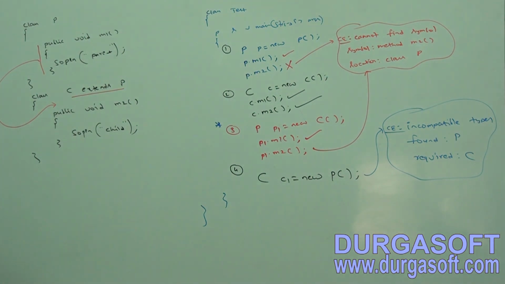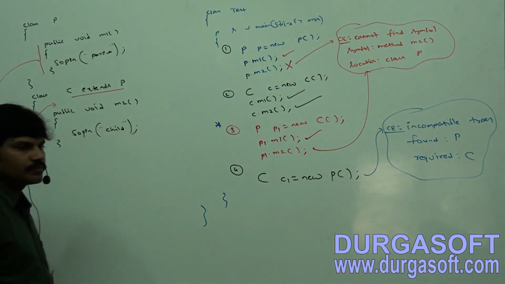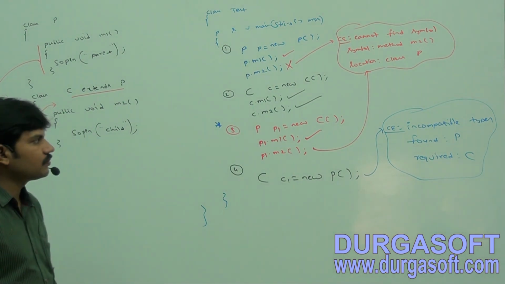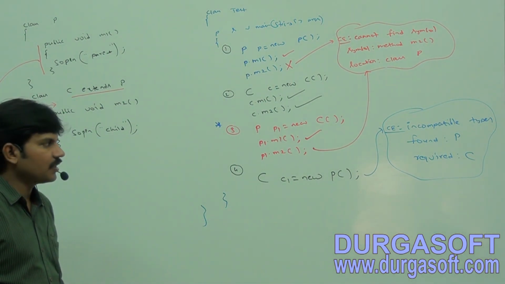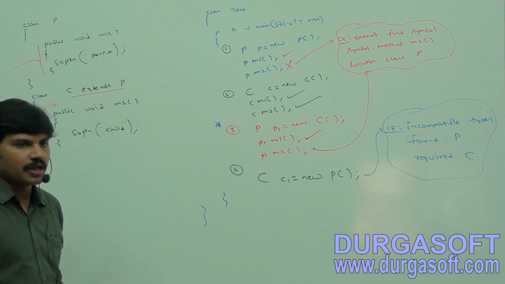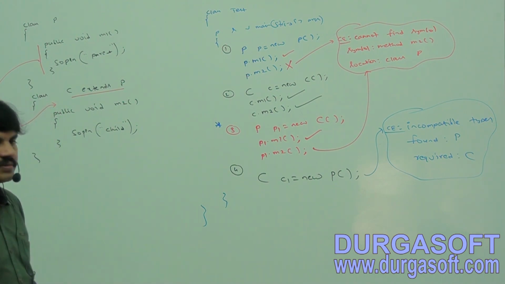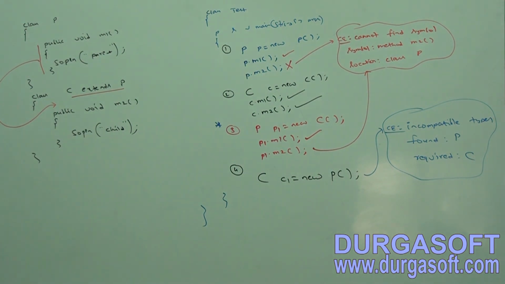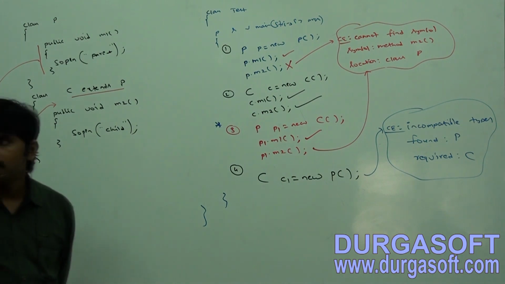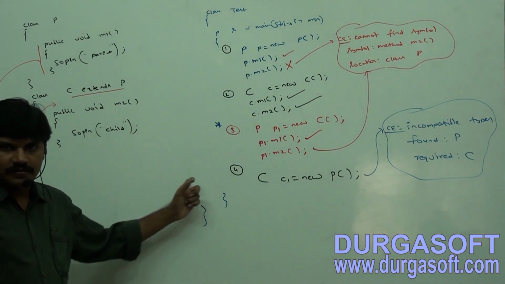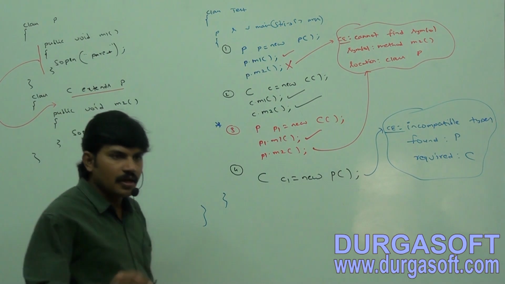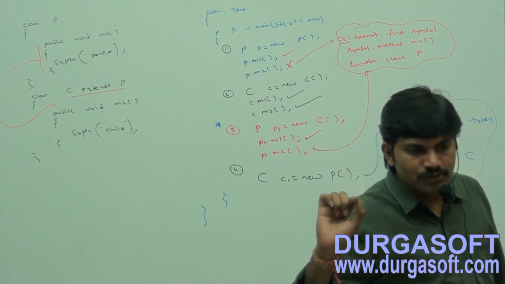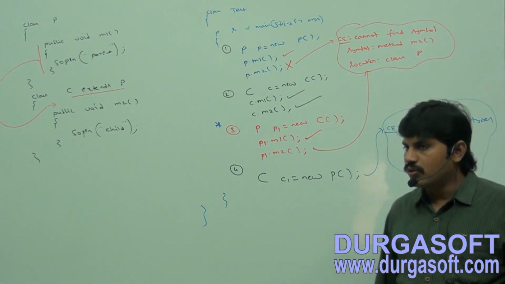Parent P is equal to new parent, P dot M1, P dot M2, like. Incompatible types found P required C. Completed, right? Okay. Now add the theory. Conclusions.